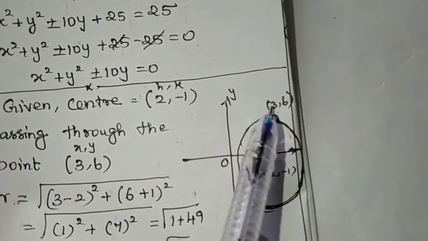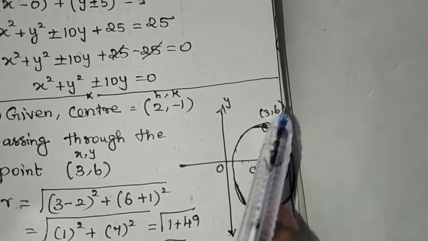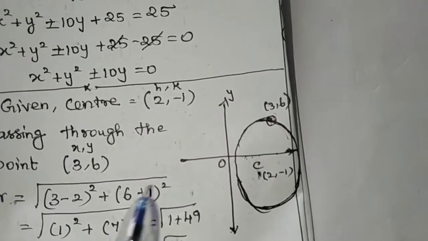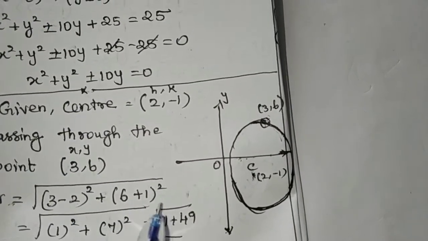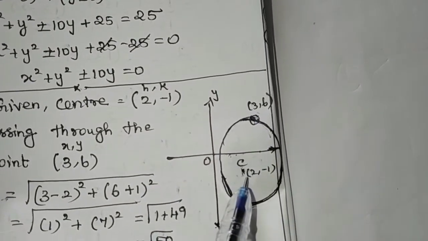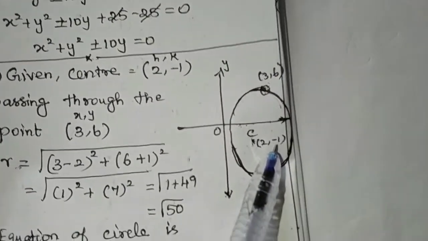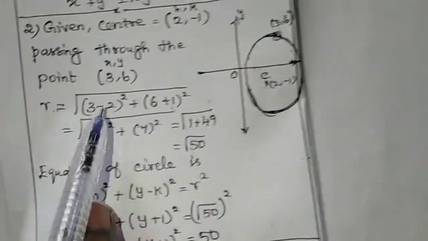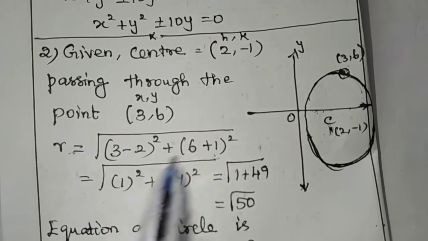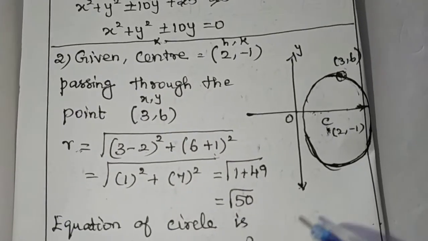Distance formula: (3 minus 2) whole square plus (6 minus 1, then plus 1) whole square. That is (x2 minus x1) whole square plus (y2 minus y1) whole square. Already you know the formula. Now (3 minus 2) whole square plus (6 minus minus 1, so plus 1) whole square. 3 minus 2 is 1 square, here 7 square. 1 plus 49 equal to root 50.